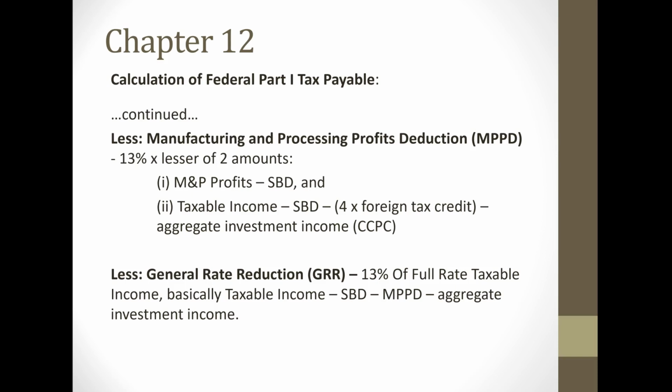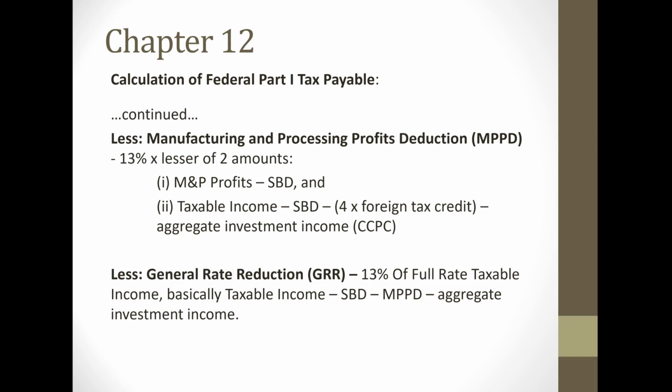So you can't get the deduction twice. It's either on the small business deduction first, which is the greater reduction, then we go to the manufacturing and processing profits deduction, and then anything left over would be eligible for the general rate reduction. However, aggregate investment income is not eligible for the general rate reduction.